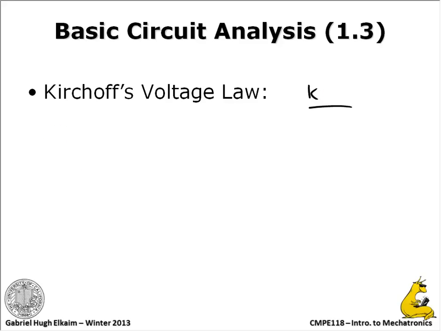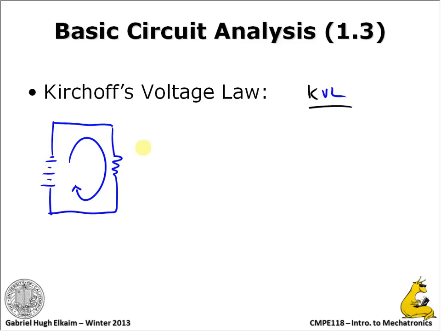Let's start with KVL. The idea here is that the sum of the voltages around any closed loop that I can imagine has to be zero, which is to say that the potential has to always return back to itself. So if I measure the potential across the same point, I should get zero.